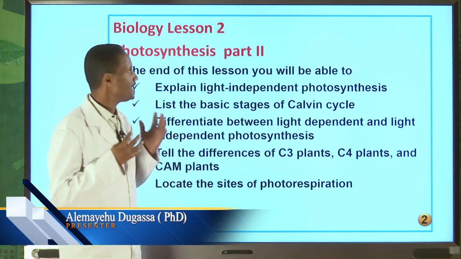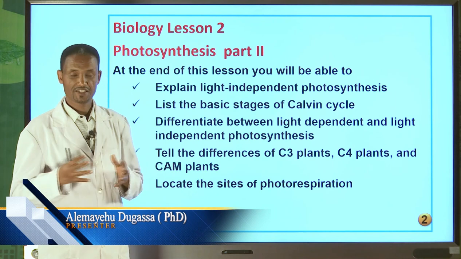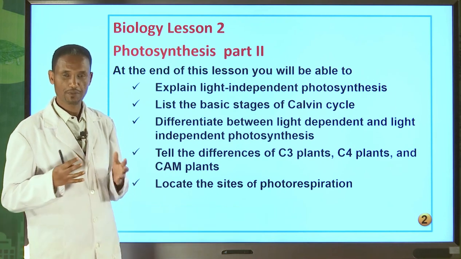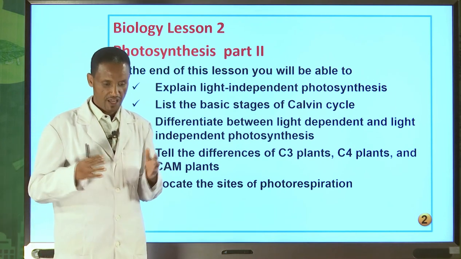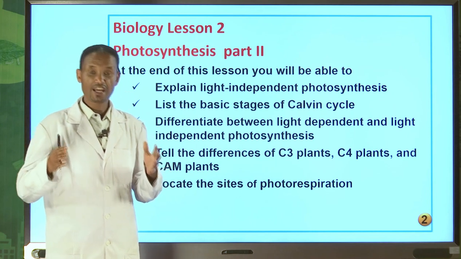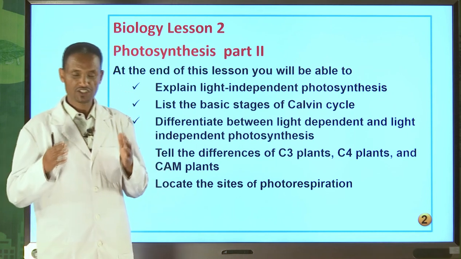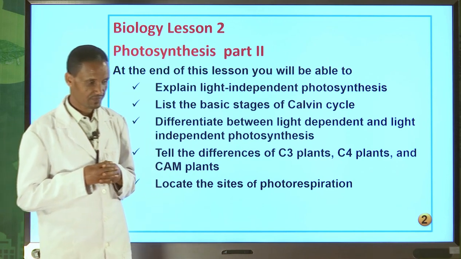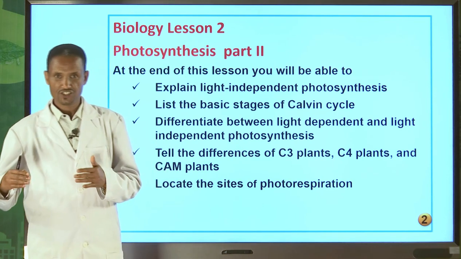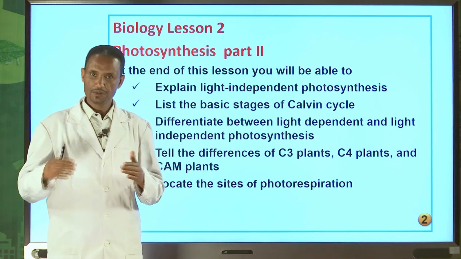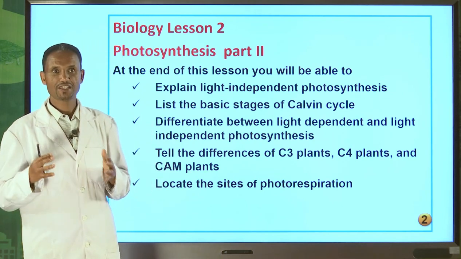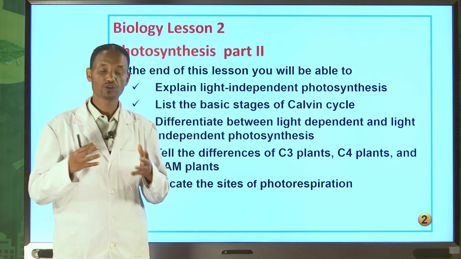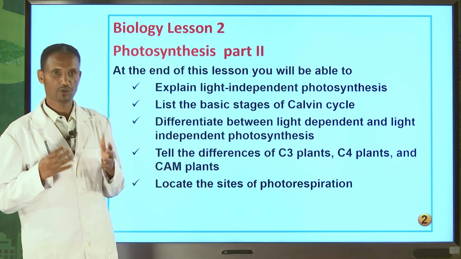In lesson 1, we have seen about photosynthesis. In lesson 2, we will see the second part of photosynthesis. In lesson 1, we saw the light-dependent photosynthesis. In the light-dependent photosynthesis, NADPH and ATP are produced. Also, oxygen is released to the atmosphere.